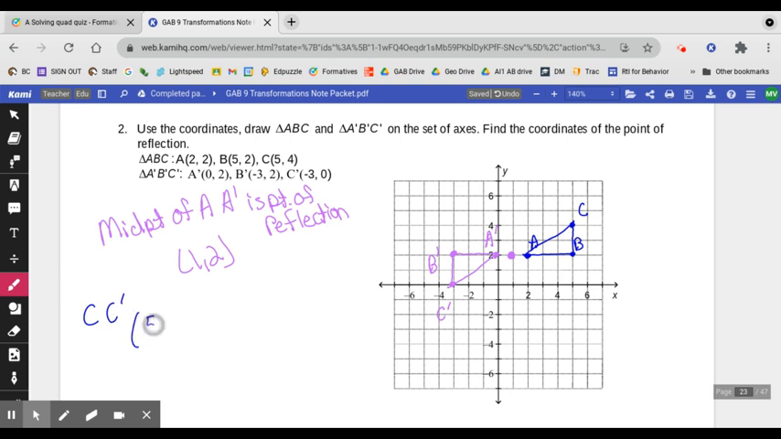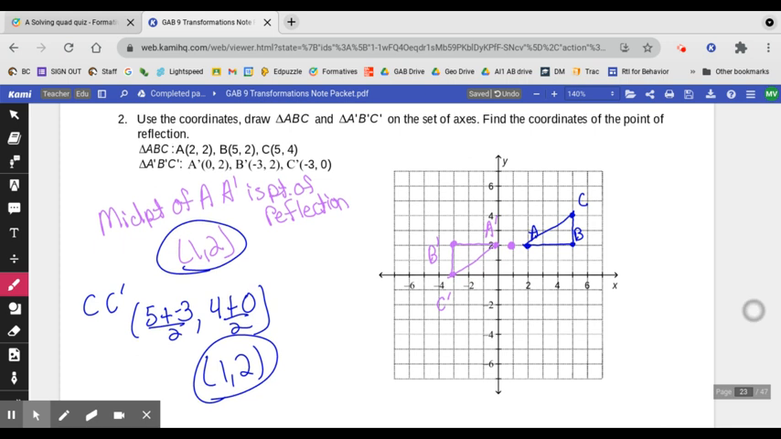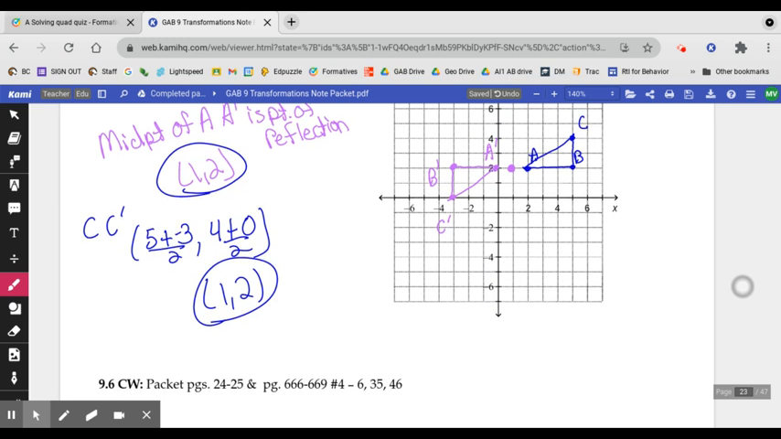If I did C to C prime, it is 5 plus negative 3 over 2, comma 4 plus 0 over 2, which you see also gives me the point 1, 2. So our point of reflection is the midpoint of the line connecting the pre-image and the image.